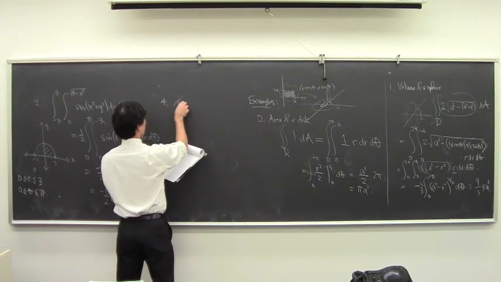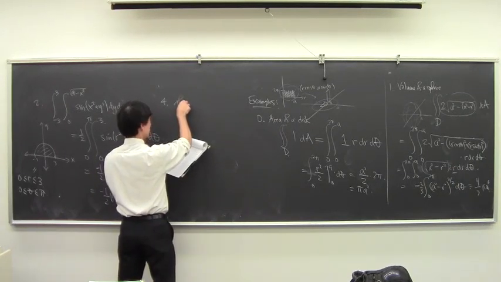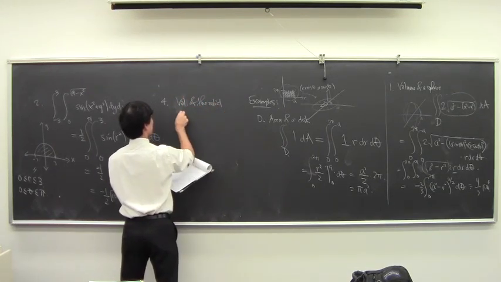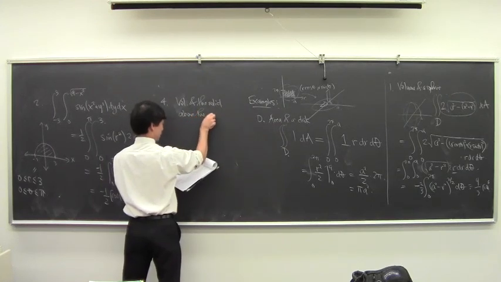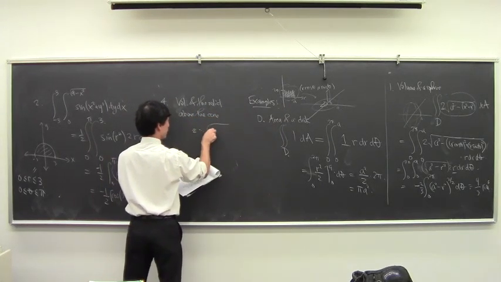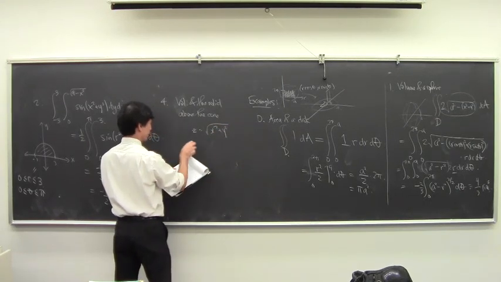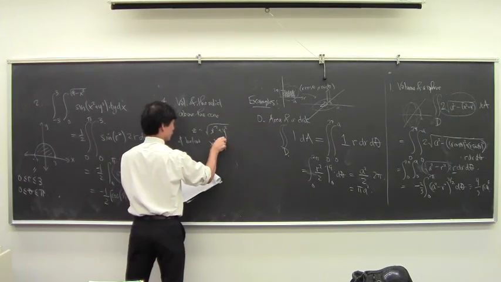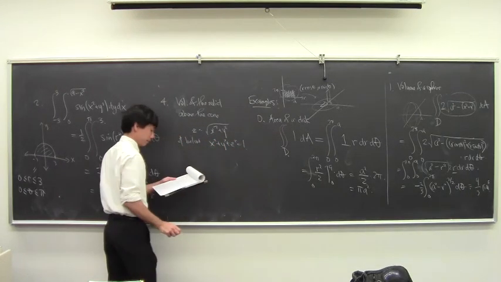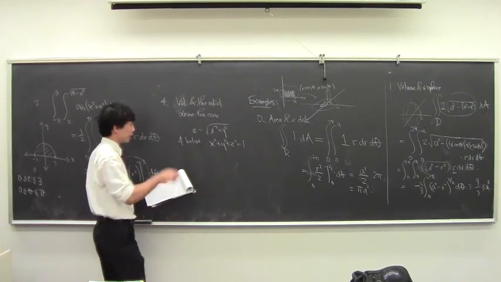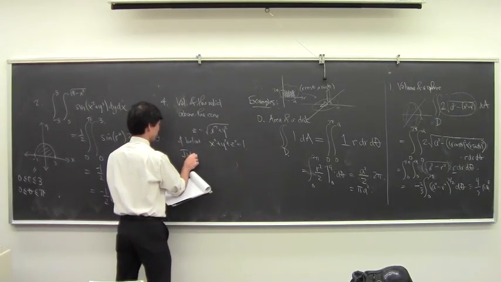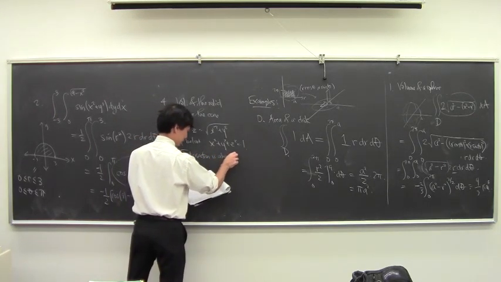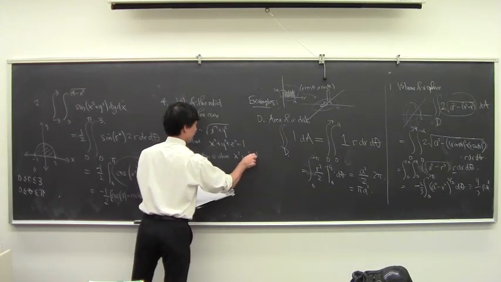So, what's the volume of the solid above the cone, z equals root x squared plus y squared, and below the sphere, x squared plus y squared plus z squared equals 1? Okay, let me give you the intersection. The intersection is above x squared plus y squared equals a half.